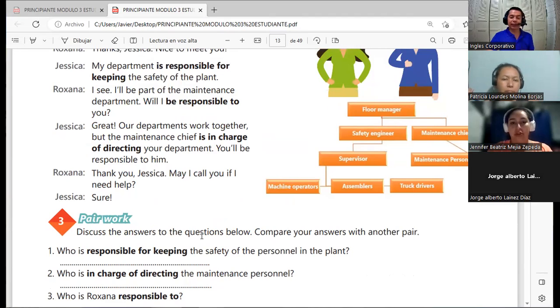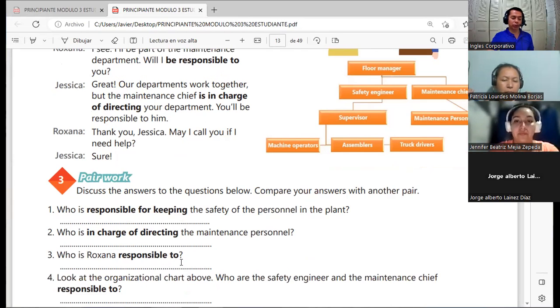Maintenance chief. The maintenance chief, right? The maintenance chief here. So this is the one in charge of directing the maintenance personnel, right? And in the group of maintenance personnel is Roxana, right? Okay, good. And who is Roxana responsible to? I will say it very easy, right? Who is the manager of Roxana? Who is the manager of Roxana? Who is the manager, or who is Roxana responsible to?